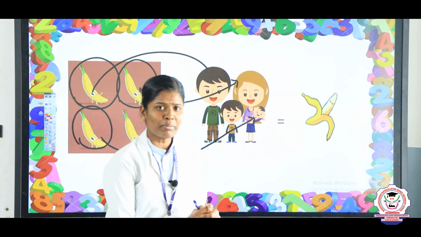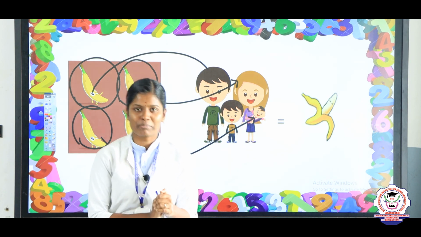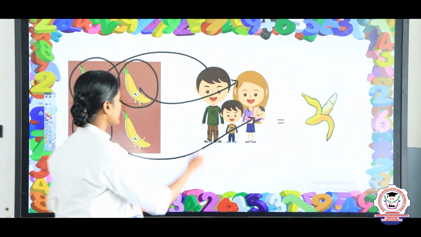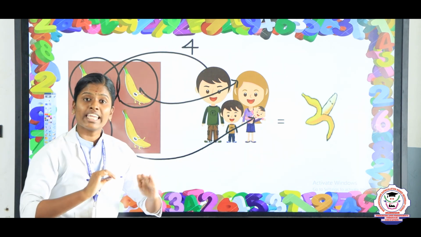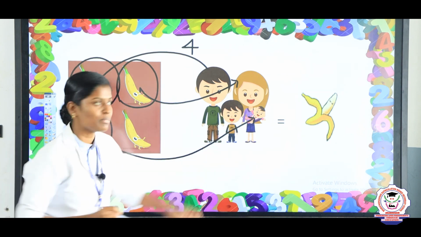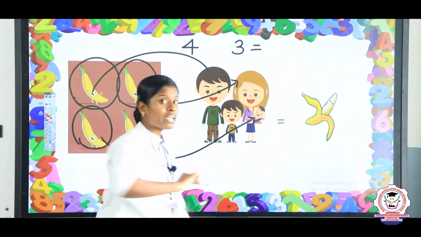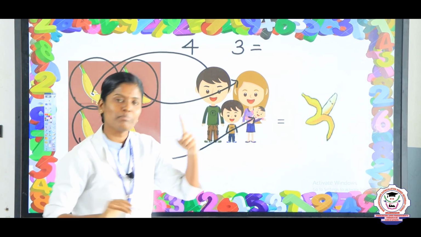Very good, 1 banana. How did you say the answer dear? Oh, by subtracting we get the answer. So listen my children, totally Nani has 4 bananas. He gave 3 bananas to his family. I asked him, remaining how many bananas do you have? So he said the answer, I have 1 banana ma'am.